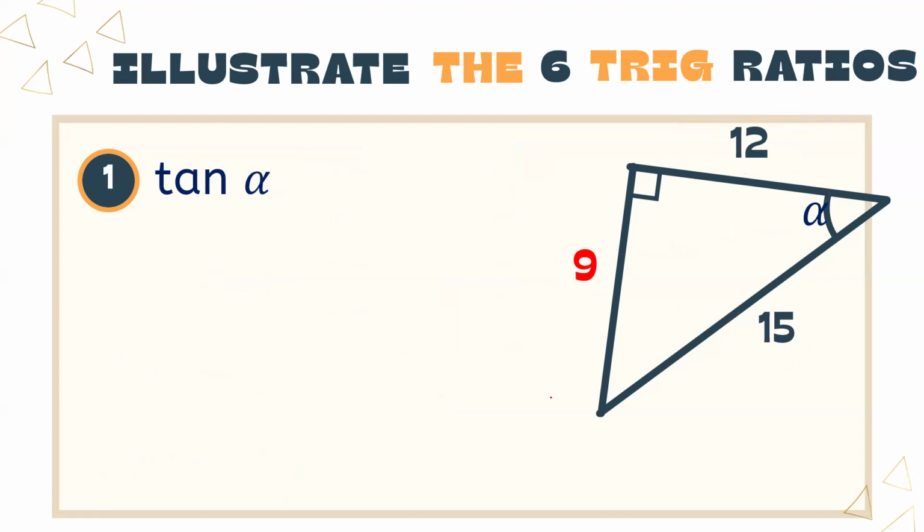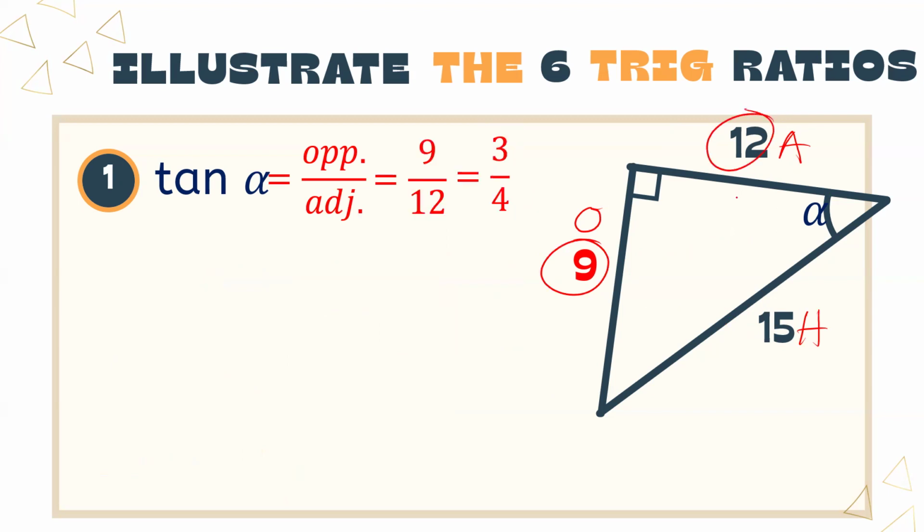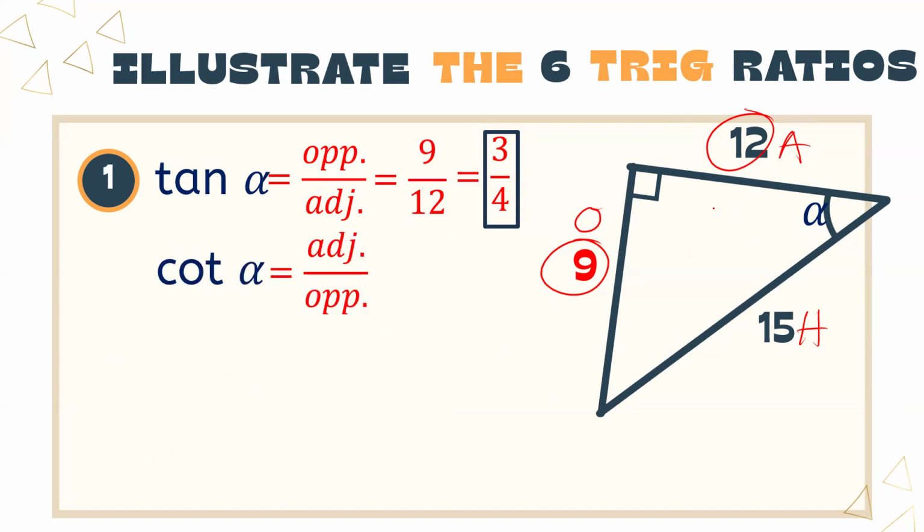Very good. So tangent alpha, again, opposite is 9, adjacent is 12, hypotenuse is 15. So opposite over adjacent, 9 over 12. Then simplify further, that's 3 over 4. Okay? Cotangent is adjacent over opposite, adjacent 12, opposite 9, that's 12 over 9. Simplify further, that's 4 over 3. Is it all clear, class?